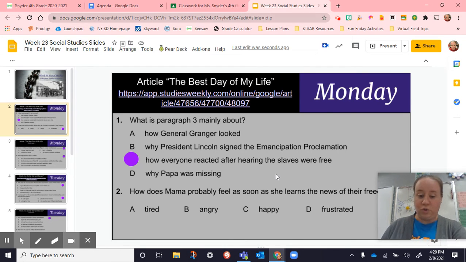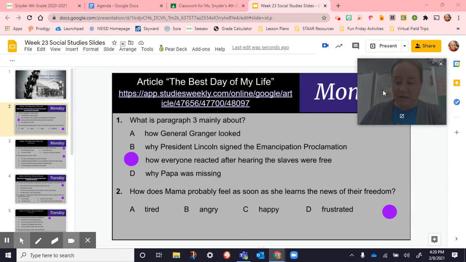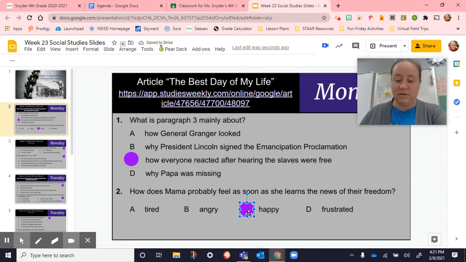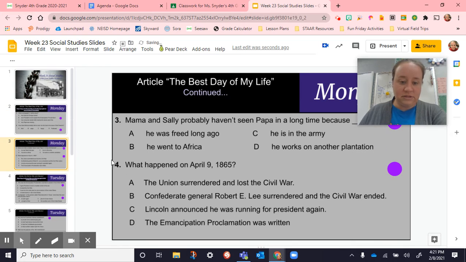Just pure joy. So this part here, when it talks about how Mama probably feels, she feels extremely happy. So how they reacted, Mama feels happy. And then this third one, Mama and Sally.